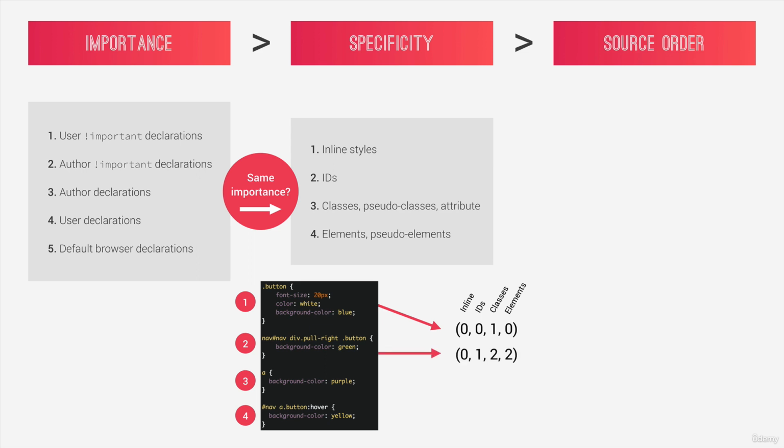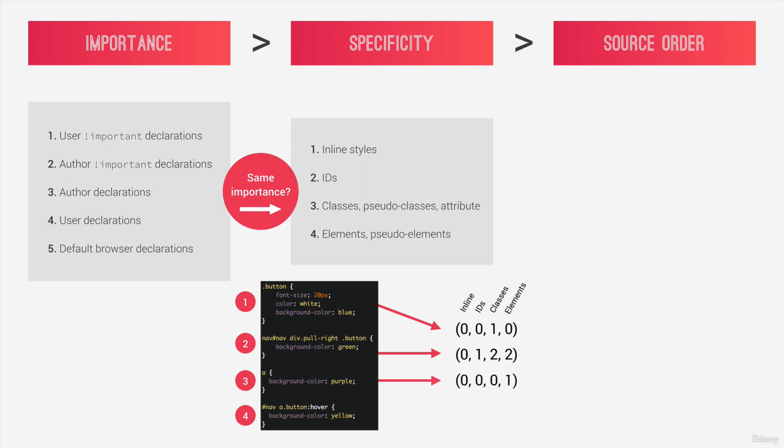The next one is also not an inline style, so 0 for the first one. Now, here we actually have an ID selector for the nav ID, right? So it's a 1 for the ID. We also have 2 classes, pull-right and button, so it's a 2 for the classes category. And finally, there are also 2 element selectors here, the nav element and the div element, which means that it's also a 2 for the elements category. So finally, the specificity of this selector is 0, 1, 2, 2, which is actually a highly specific selector.